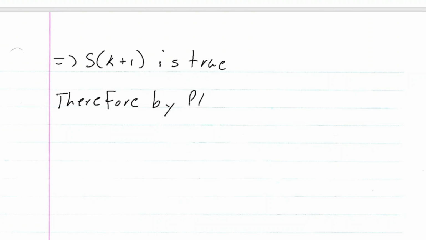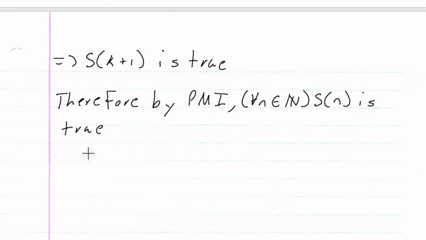Therefore, by the principle of mathematical induction, we have that for every n contained in the natural numbers, the statement about n is true. AKA, we've shown that for every n contained in the natural numbers, we have that 1 plus 2 plus dot dot dot plus n is equal to n times n plus 1 over 2. Right? We've shown this, and that is the proof.